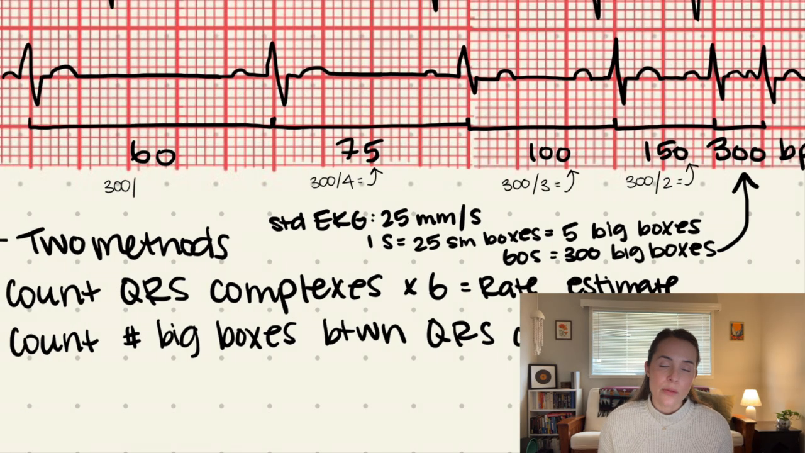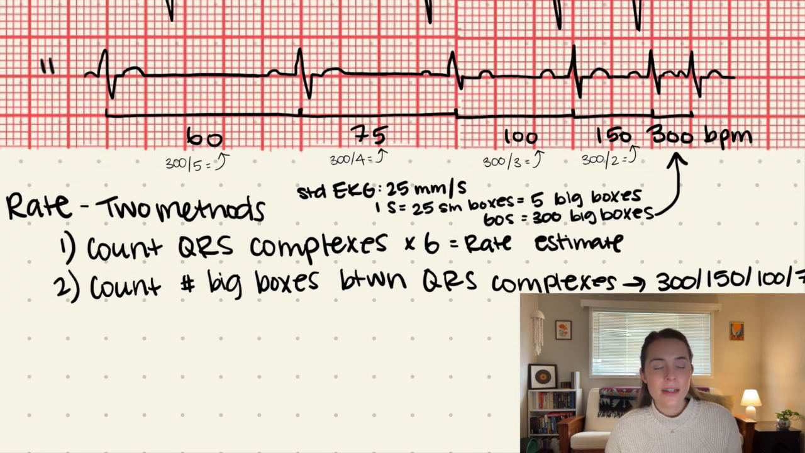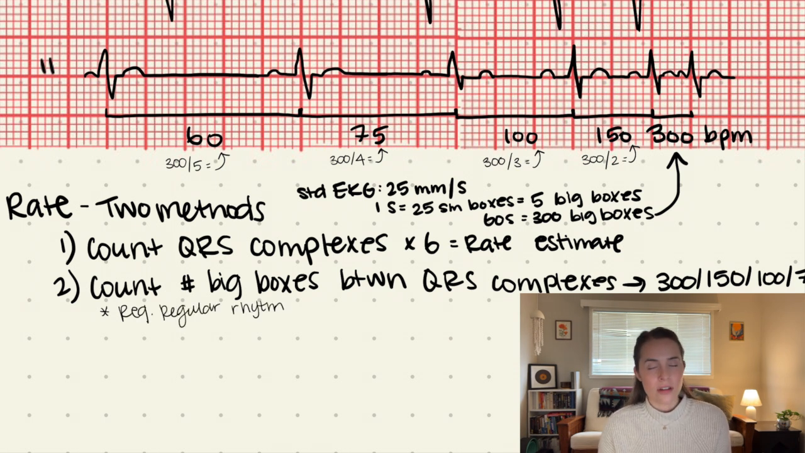Of course, this method is only accurate if your rhythm is regular, which we can talk about next, but it gives you a pretty quick overall gestalt on if the rate is fast or slow. And so I like it a little bit better than counting all of them up.